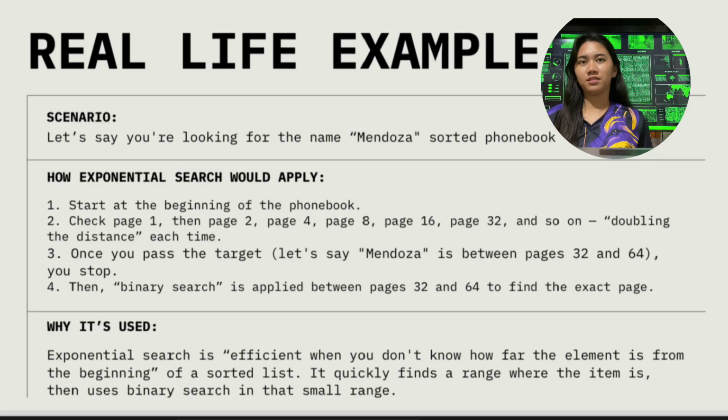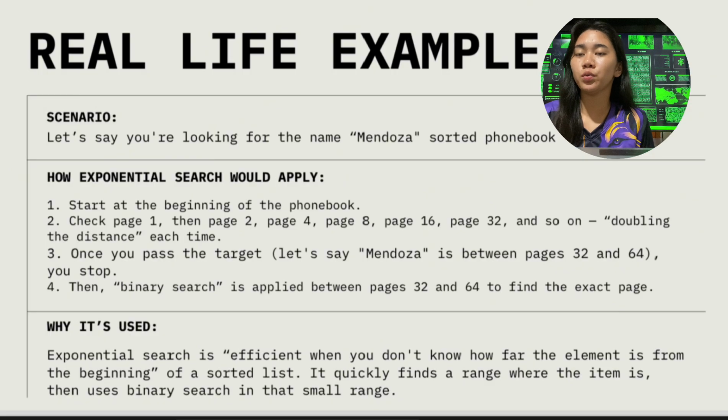So let's imagine this. You have a printed phone book, and it's arranged in alphabetical order. You need to look for a person with the last name Mendoza. So instead of turning the pages one by one, exponential search works like this. You start at the first page, then jump to page 2, then 4, then 8, then 16, then 32, and so on. It's like we double the page number.